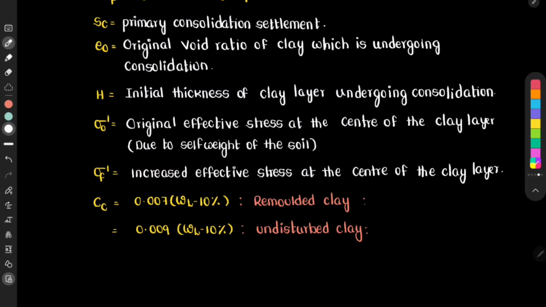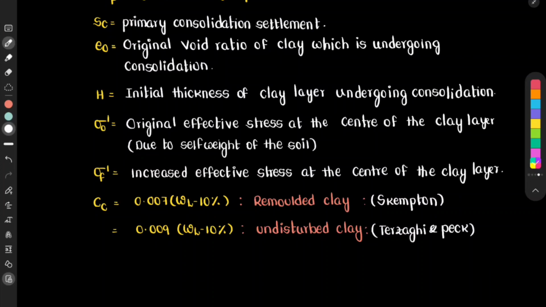And this formula for remolded clay is given by Skempton. And this one is given by Terzaghi and Peck.